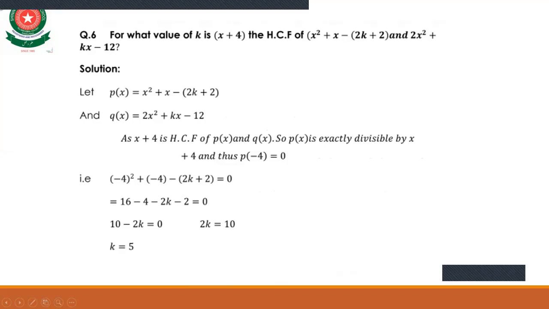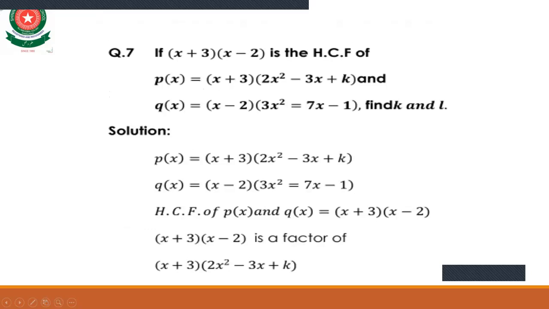Putting x plus 4 equal to 0, we have the value of x equal to minus 4. Putting x equal to minus 4 in the equation: minus 4 square plus minus 4 plus minus 2k plus 2 equal to 0. Minus 4 square is 16, minus 4, and by opening the brackets the sign changes, minus 2k minus 2 equal to 0. 16 minus 4 minus 2 is 10, minus 2k equal to 0. By shifting to the right hand side, 2k is equal to 10. The value of k is equal to 5.